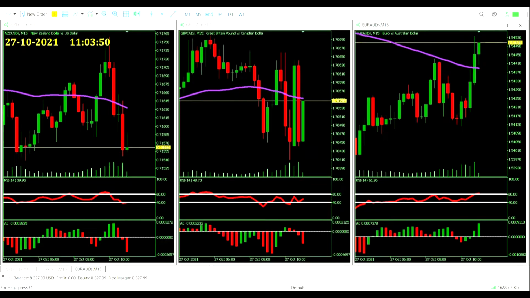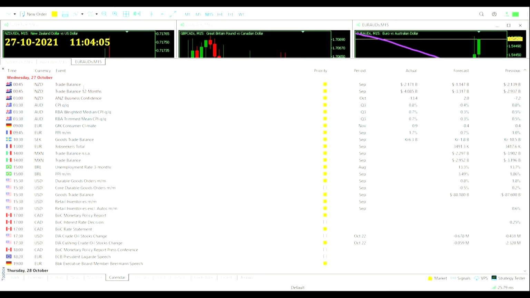In the meantime though, let's have a look at our economic calendar, see what events we've got on today. In the Asia session, we had New Zealand dollar trade balance coming in negative 2 billion actual against forecasts of negative 1 billion. And the ANZ business confidence, that was a miss as well, negative 13.4. Forecast was positive 2. New Zealand businesses not happy in their surveys, at least, about the economic development over the next 12 months.